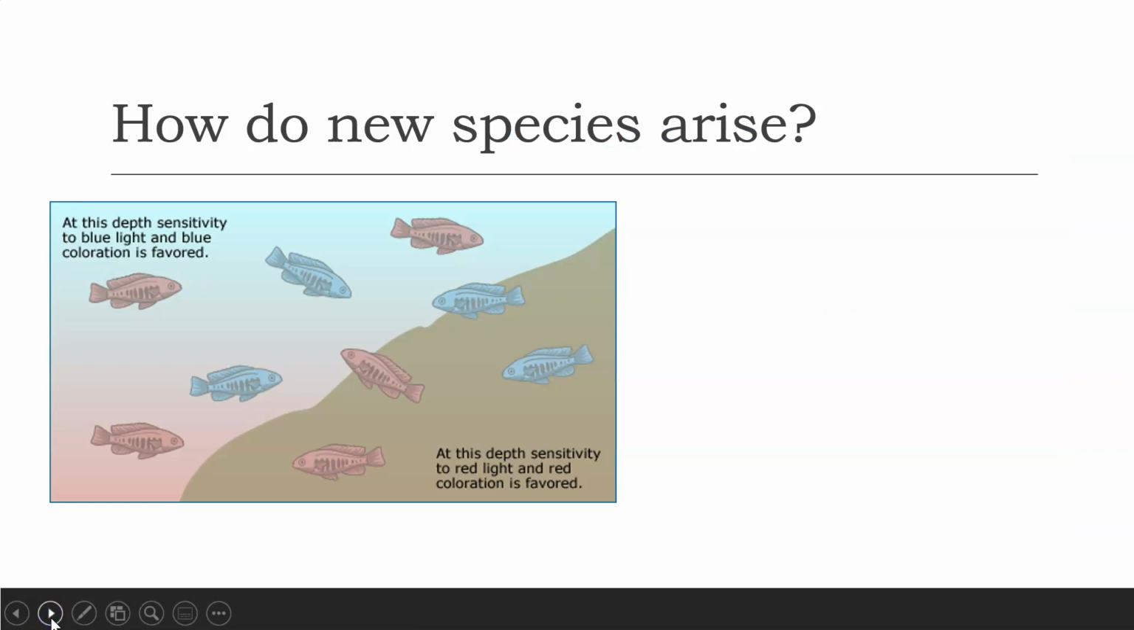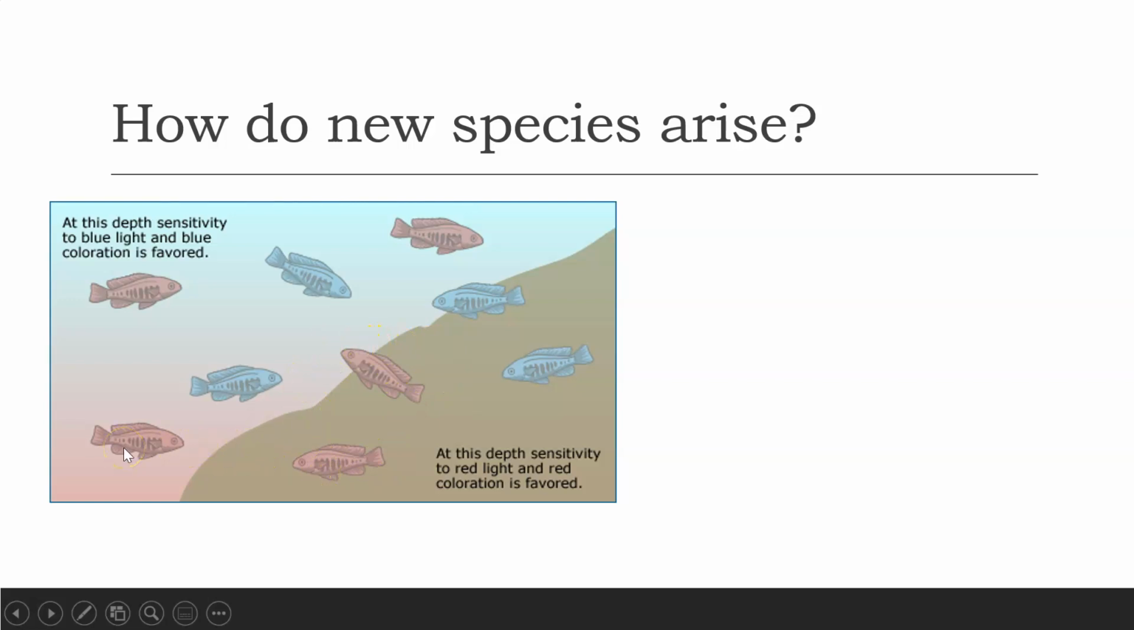So how does this lead to new species? We talked about variation, but it can also lead to new species. So I'm going to go back to my favorite fish, the cichlids. At a certain depth, we have this group of cichlids, some are blue and some are red. Over here, at this depth, you can see blue light sensitivity and blue coloration is favored. But as you go a little bit deeper, red light sensitivity and red coloration is favored.